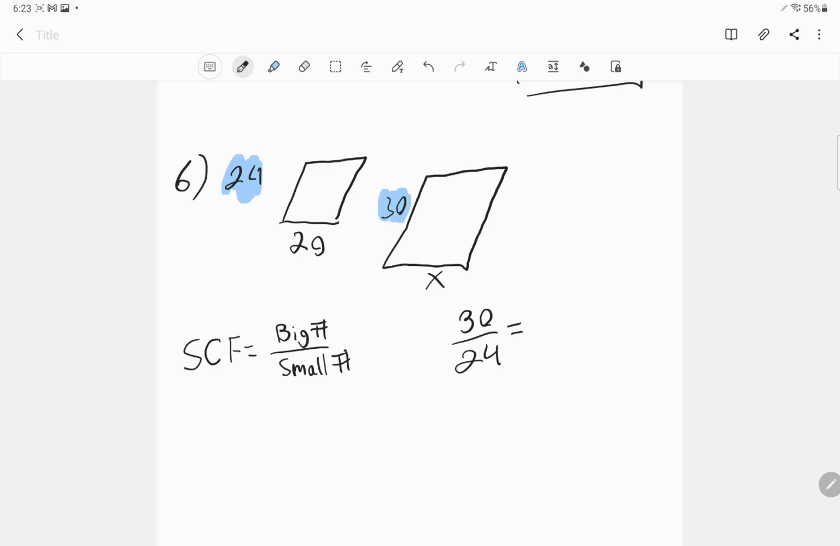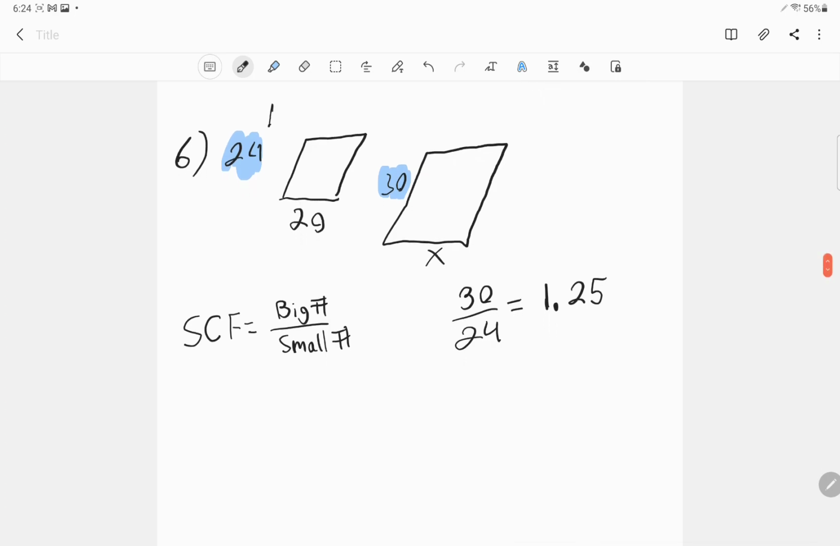Let me see if I can find a calculator real quick. I think I have my phone with me. All right, I'm going to put 30 divided by 24. Interesting, that one didn't come out the way I wanted. Okay, there we go. It's going to give me 1.25. That's my scale factor.